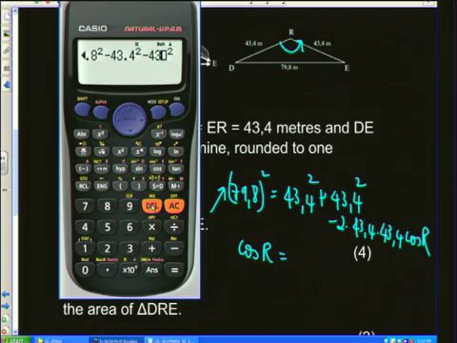Let's just go back here. There we go, delete, delete. Let's go one more and let's delete that. Right, 43.4 squared. And we're then going to divide. I know why I did this the wrong way around the last time.